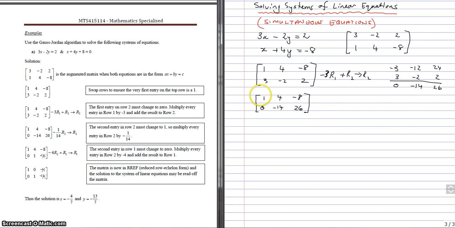So our first column's good. The next thing we want to do is, for our next row that we have here, change its leading entry to a 1. And the way we do that is multiply that entry by its multiplicative inverse. Remembering we want to change it to a positive 1, so we need to multiply it by negative 1 over 14.